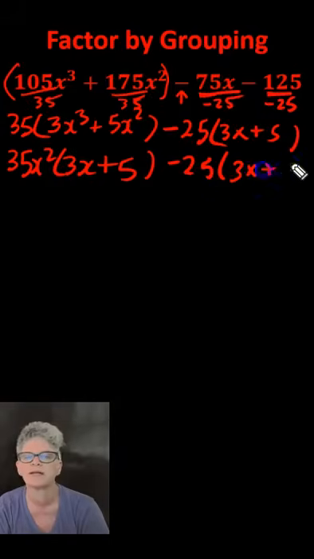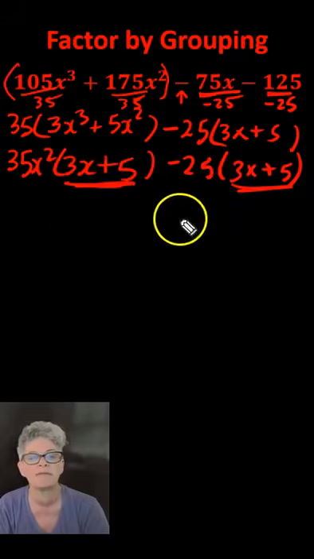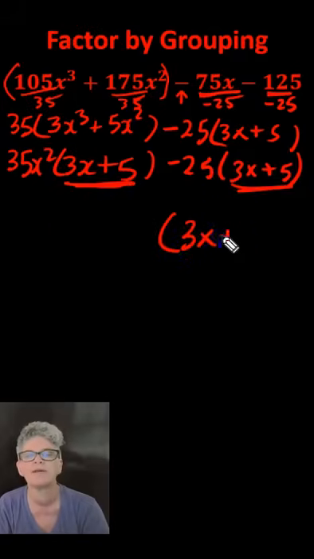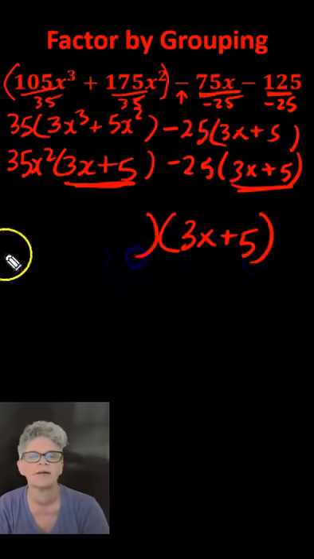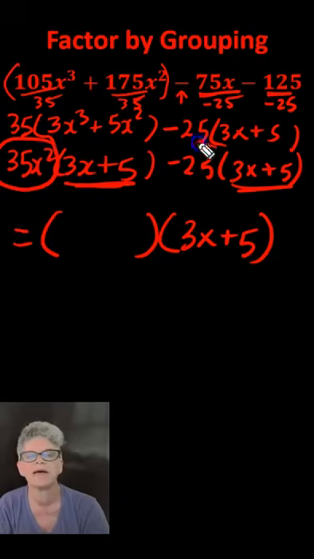And I'll just write it down here again so I can have this all on one line. And so we can see we have a 3x plus 5 in common. And then what else goes here for our answer? That and that.